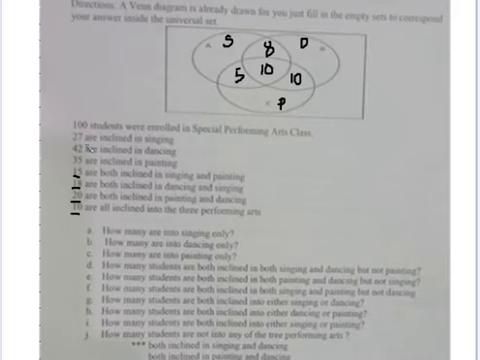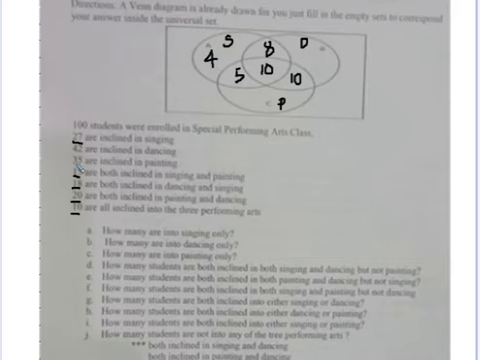Then after that, you can fill up the missing number of students who are inclined in singing. So take note, 27 are inclined in singing. So you just add all of this part only for singing. So 8 plus 10 is 18, plus 5 is 23. Right? Take note, 18 plus 5 is 23. So there are 27 who are inclined in singing. So this must be 4.